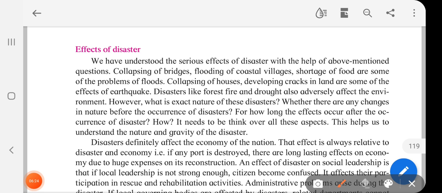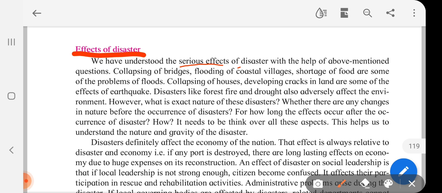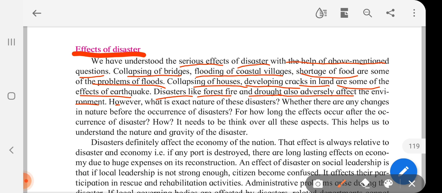Now what are the effects of disaster? To understand the various serious effects of disaster with the help of the above mentioned questions, collapsing of bridges, flooding of coastal villages, shortage of food are some of the problems of floods. Collapsing of houses, developing cracks in land are some of the effects of earthquake. Disasters like forest fire and drought also adversely affect the environment. However, what is the exact nature of this disaster? Whether there are any changes in nature before the occurrence of disaster, for how long the effects occur after the occurrence of disaster, we need to think over all these aspects. This helps us to understand the nature and gravity of disaster.